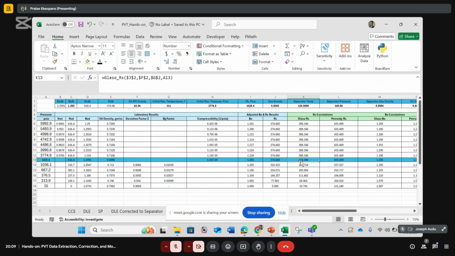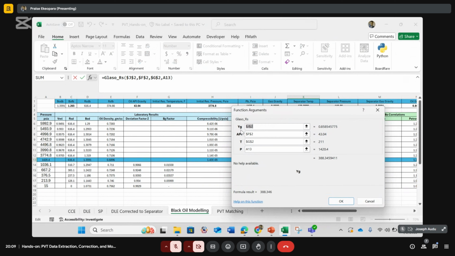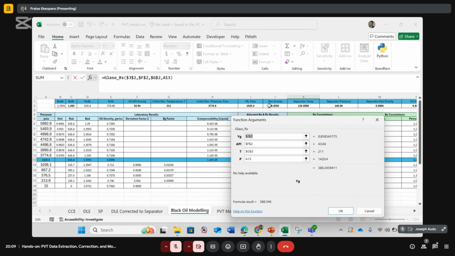Okay, that's a very good question. For the correlations, I will have another time to explain it, at least relate it with the equations. Don't forget that in our previous class, we saw some examples of those correlations. To answer why I lock, let me open this RS. This RS is made up of gas gravity, and this gas gravity is a single parameter, a single value.